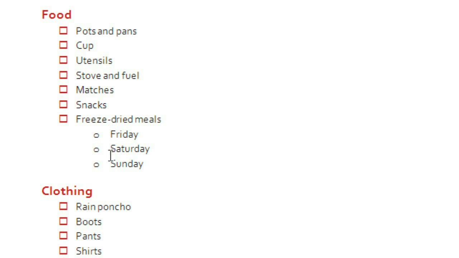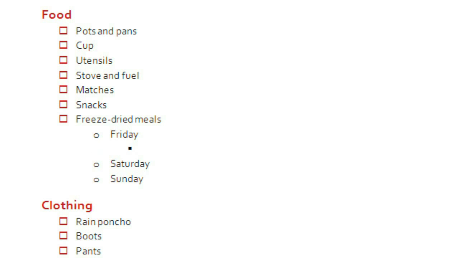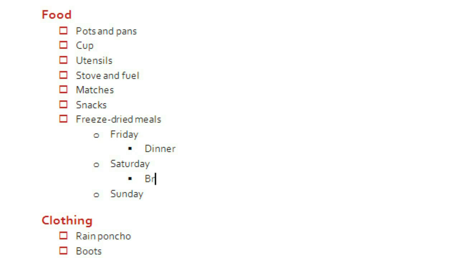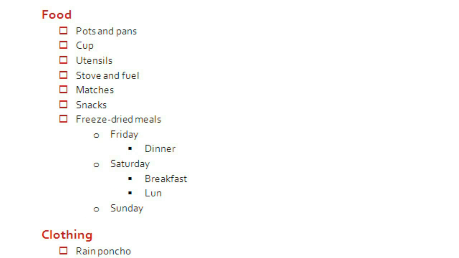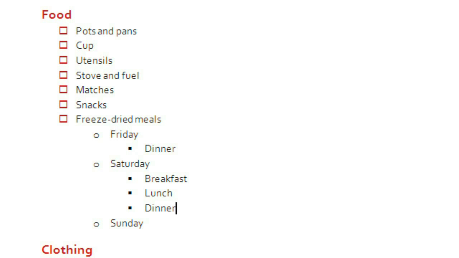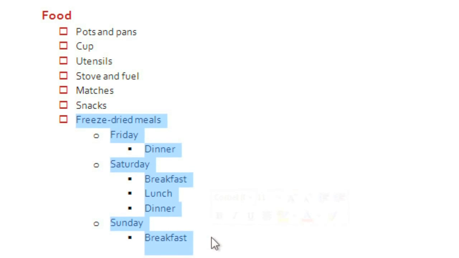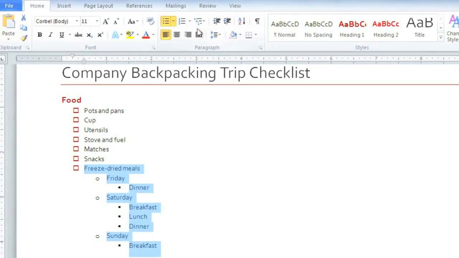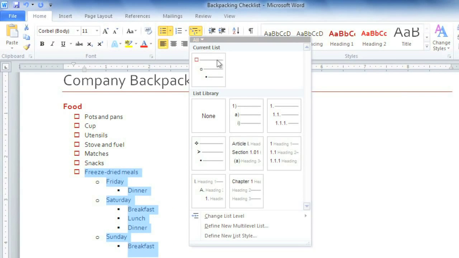Now all of these lines are organized under the freeze-dried meals line. Then I can add each meal so that they're grouped under each day. And I'm just using the Tab key to move the lines to the right as needed. All of the meals are now in this mini outline, and this is called a multi-level list. You can change the formatting by selecting it and then clicking on the Multilevel List command. And then select a style.